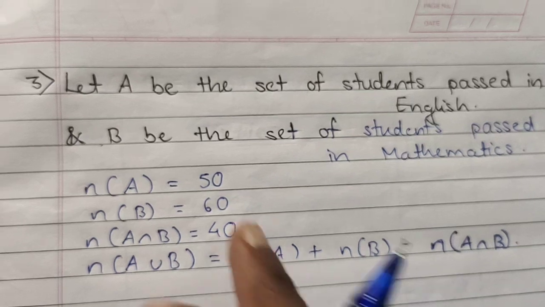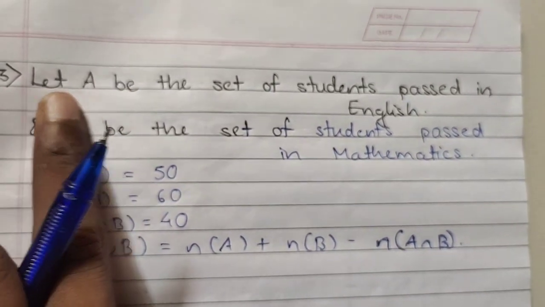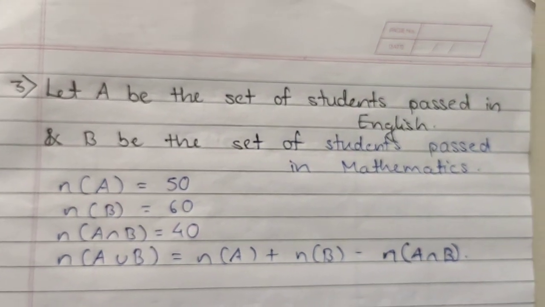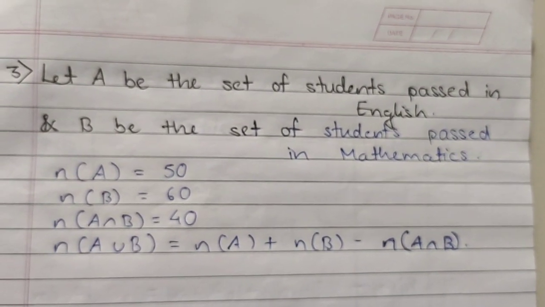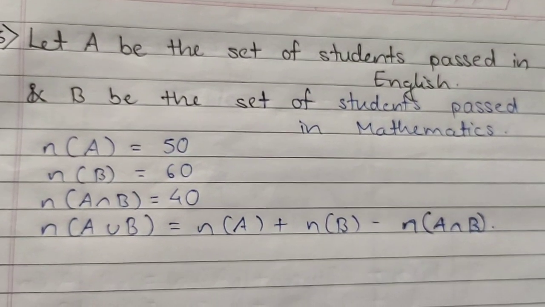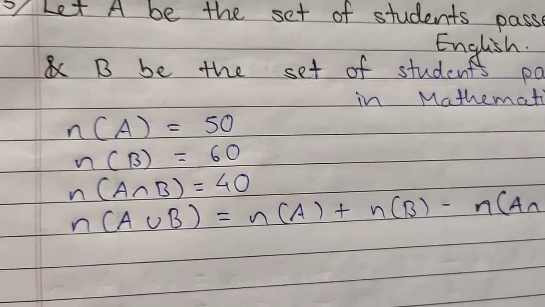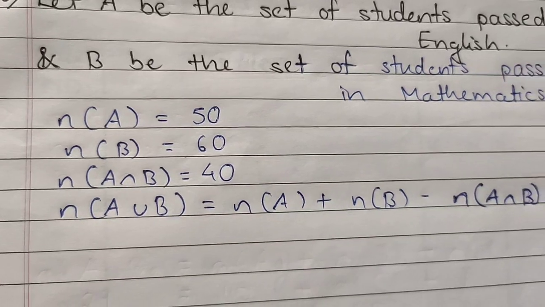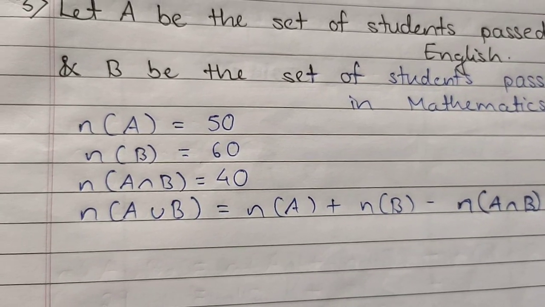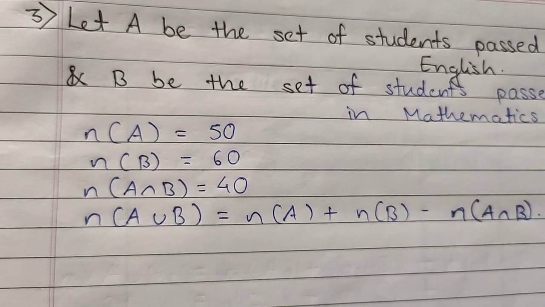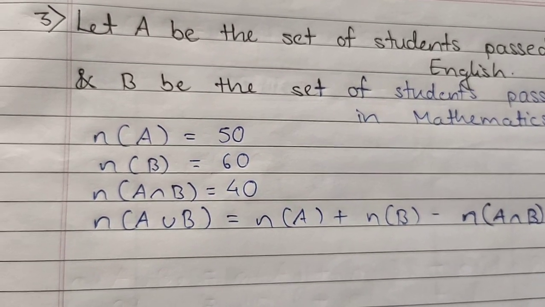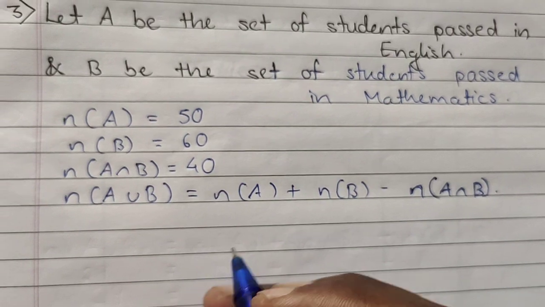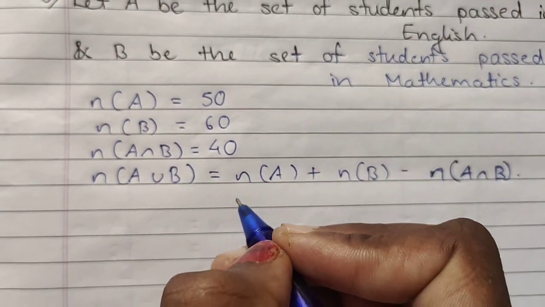Okay, let us see the solution. Let A be the set of students passed in English. And B be the set of students passed in mathematics. And what I have written? Number of A 50, number of B 60, and number of intersection 40. Then you know the formula, that is union equal to number of A plus number of B minus number of A intersection B. Now what we are going to do? We are going to put the values and we will find out the answer.